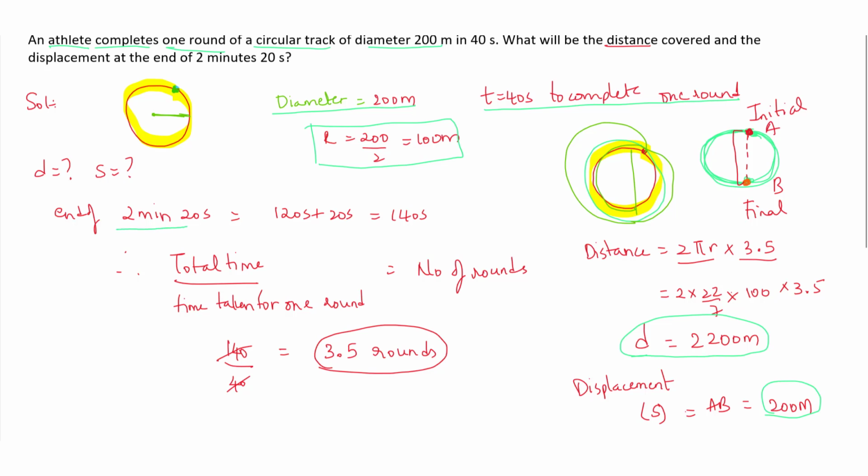So at the end of 2 minutes 20 seconds, the total time is 140 seconds. If I divide the total time by the time taken for one round, I'll get the number of rounds. Therefore the number of rounds was 3.5. Then I made you understand where the initial and final points will be. On the basis of that, we have calculated this sum.